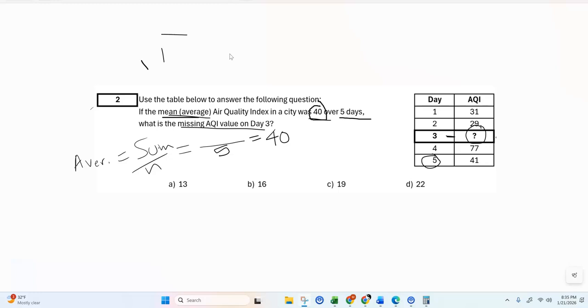average of 40. So what we can do is we can multiply both sides, and we can maybe put all these data values over here, so we know that we can add up these, 31 plus 29, and then together with those, so those are 4 values. So go ahead and add those up.